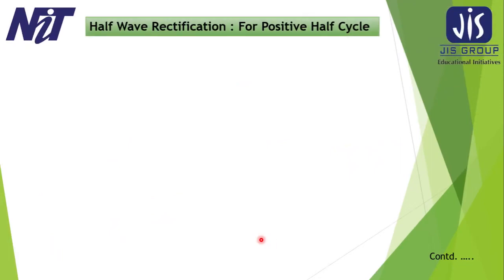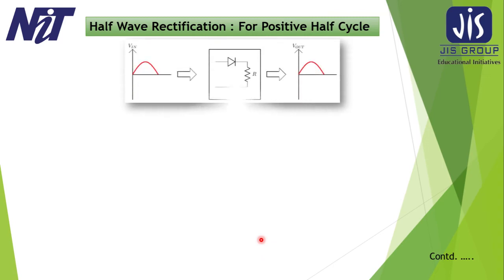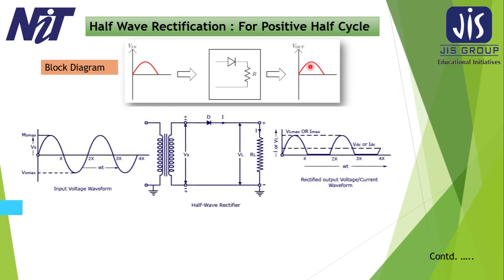Now the half wave rectification for the positive half cycle. This is the block diagram for positive half cycles, where only positive half cycles come through, followed by a detailed circuit diagram of a half wave rectifier.